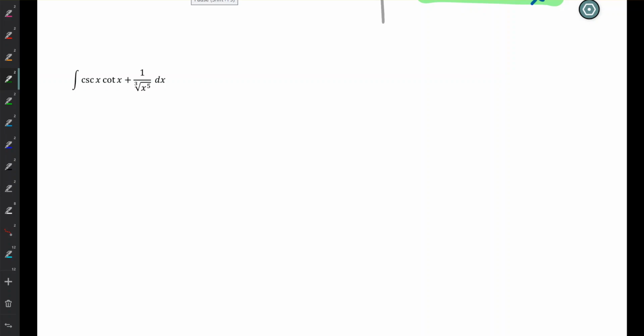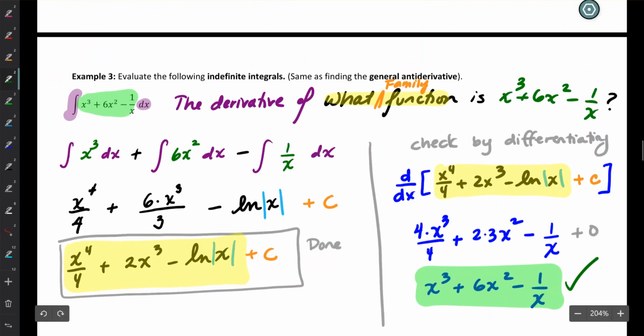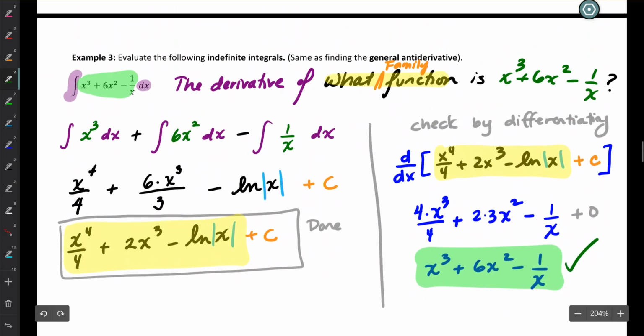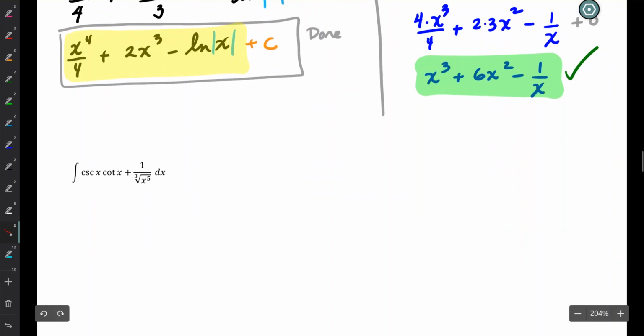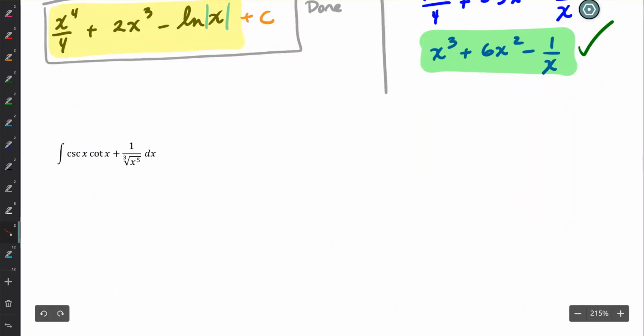Right, so in this video we're going to be doing question 3 here, B, this second question. We are asked to evaluate the following indefinite integrals. That means go find the general antiderivative. Undifferentiate, if you will. Right? So this general antiderivative right here is provoking me in a question.